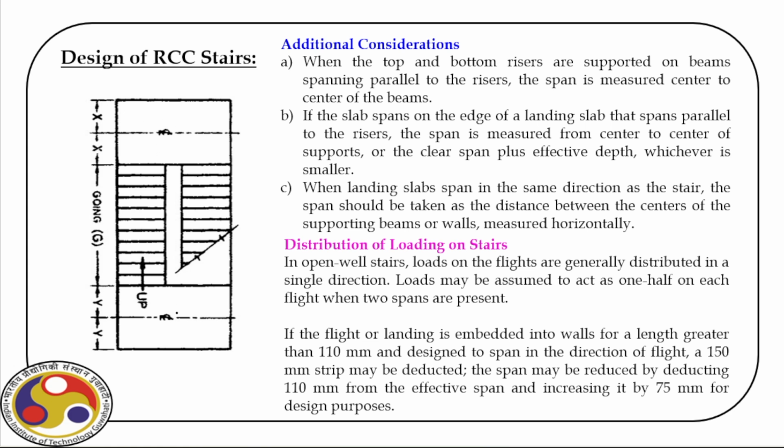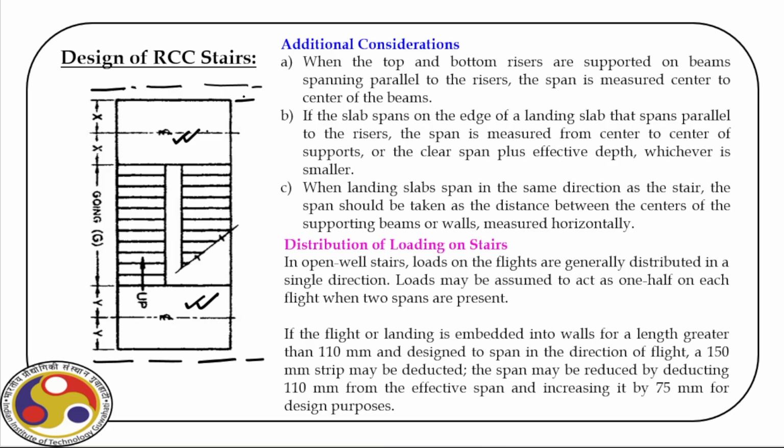You can see we have a starting point here, say at the ground level. So we start climbing, then this is the half landing, and then for the next floor, this is the landing. So when top and bottom risers are supported on beams spanning parallel to the risers, we can have a beam here and we can have a beam here. Let us say mark it, and another beam here.